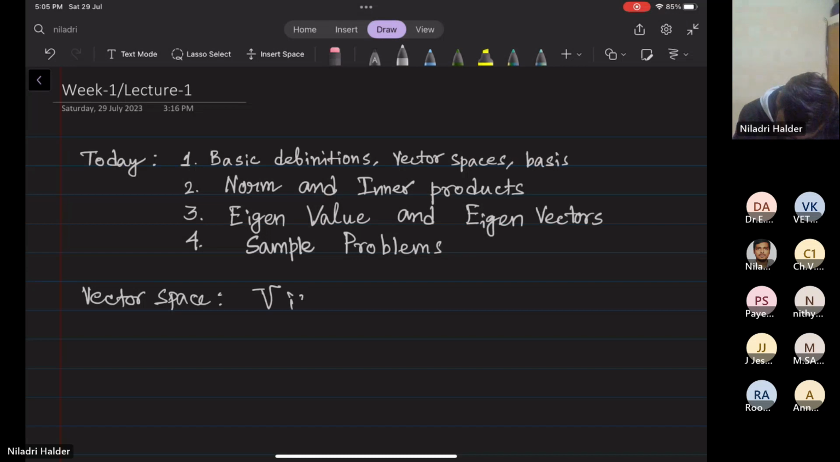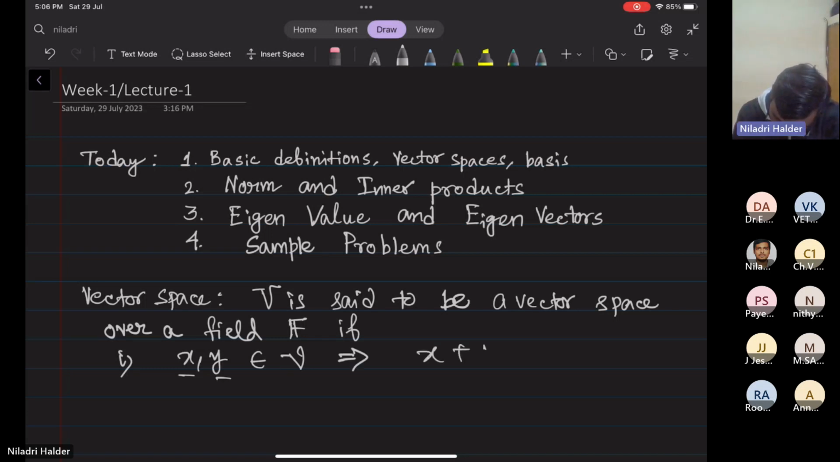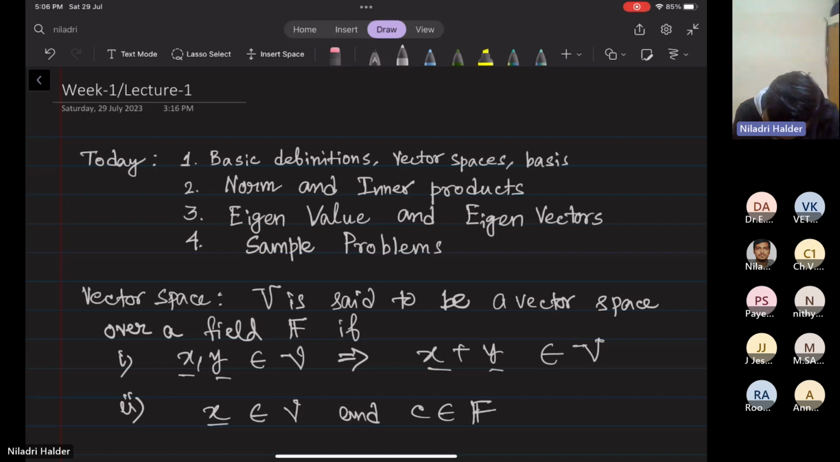A vector space V is said to be a vector space over a field, where a field means a set of scalars, if, number one, when two vectors x and y belong to V, then x plus y should also belong to V. And number two, if x belongs to V and c is a scalar which belongs to the field, then cx will also belong to V. If these two conditions are satisfied, then we call V a vector space.